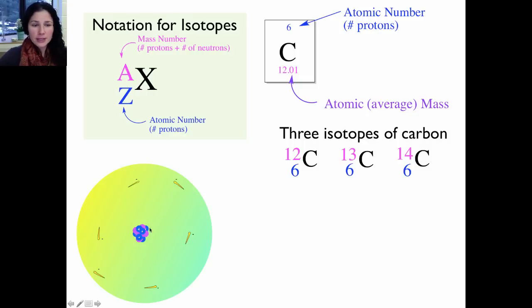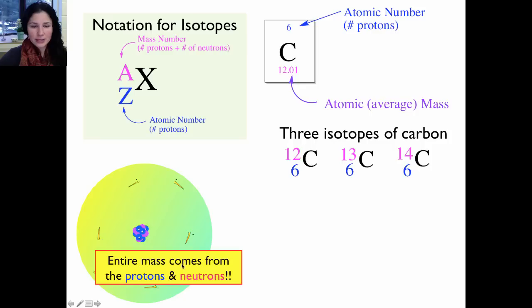So remember, the things that we're talking about here are the things in the nucleus. The protons are actually what define the elements. So carbon will always have 6 protons, and hydrogen will always have 1 proton. But the number of neutrons in the nucleus can change, or it can vary from atom to atom. And here we've got 3 different versions of carbon. All of them have the same number of protons, but different numbers of neutrons. Remember that the entire mass of the atom comes from protons and neutrons. So if you have the exact mass of the atom here, you can subtract the number of protons from that mass and get the number of neutrons.